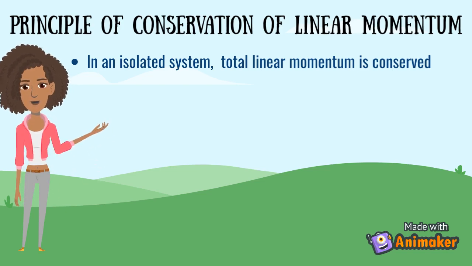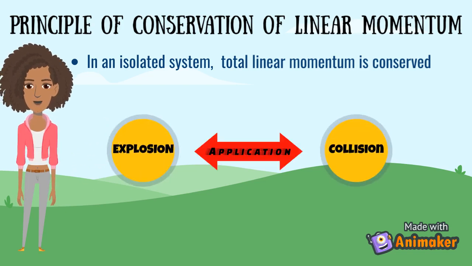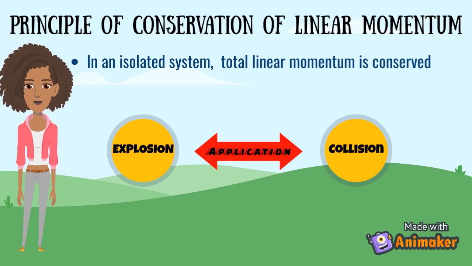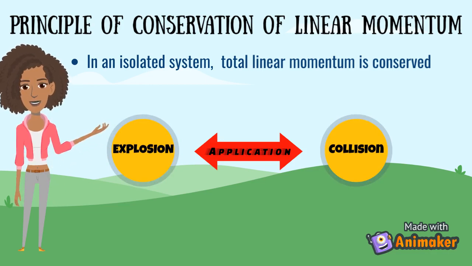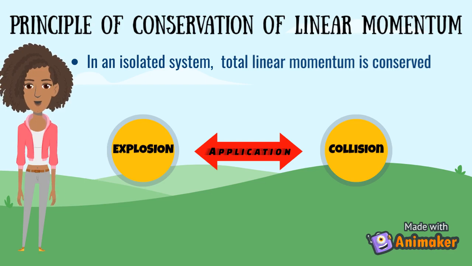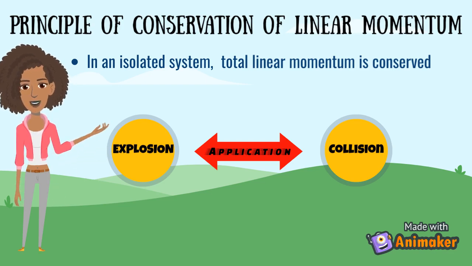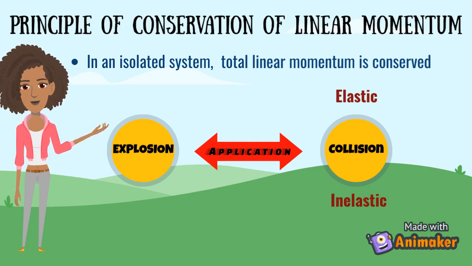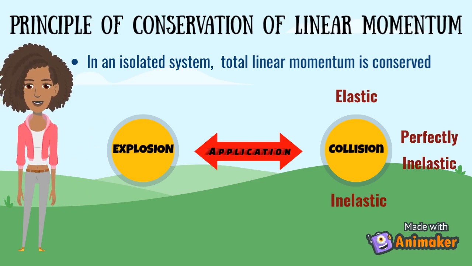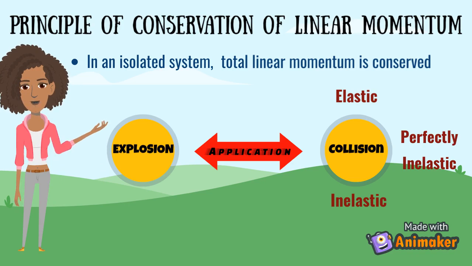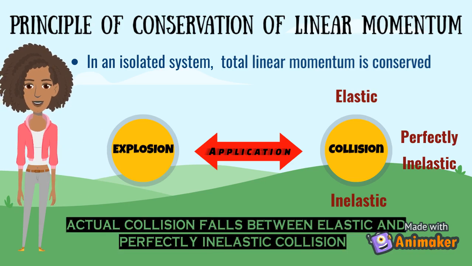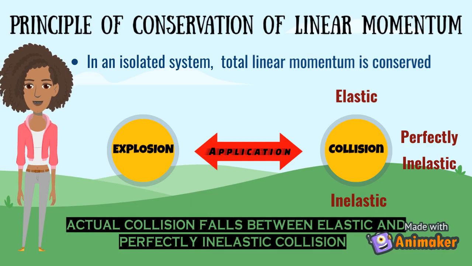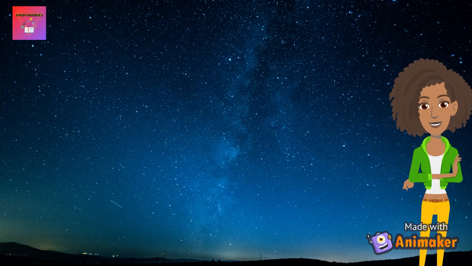This principle is applied during explosion and collision. However, in this lesson, we're going to learn about collision only. There are 3 types of collisions, which are elastic collision, inelastic collision, and perfectly inelastic collision. Take note, guys, actual collision usually falls between elastic and perfectly inelastic collision.